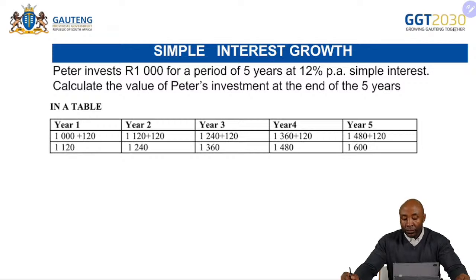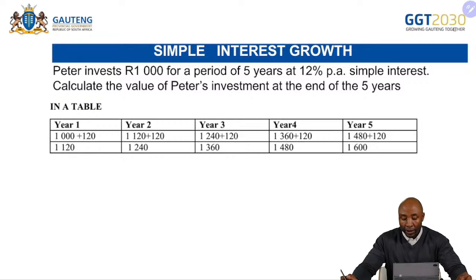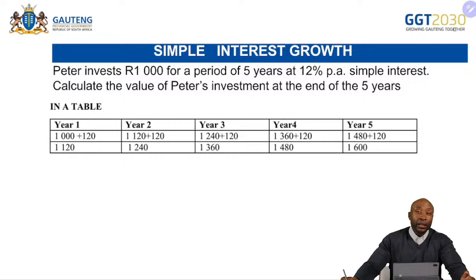This will continue. Year 3, as illustrated, you are adding 120 to 1,240. That gives us 1,360. End of year 4, it will be 1,360 plus 120, and that will give us 1,480. Year 5, we get 1,480 plus 120, and that will give us a total of 1,600 rand. You can see that using the table and using the formula, we are getting the same answer of 1,600 rand.